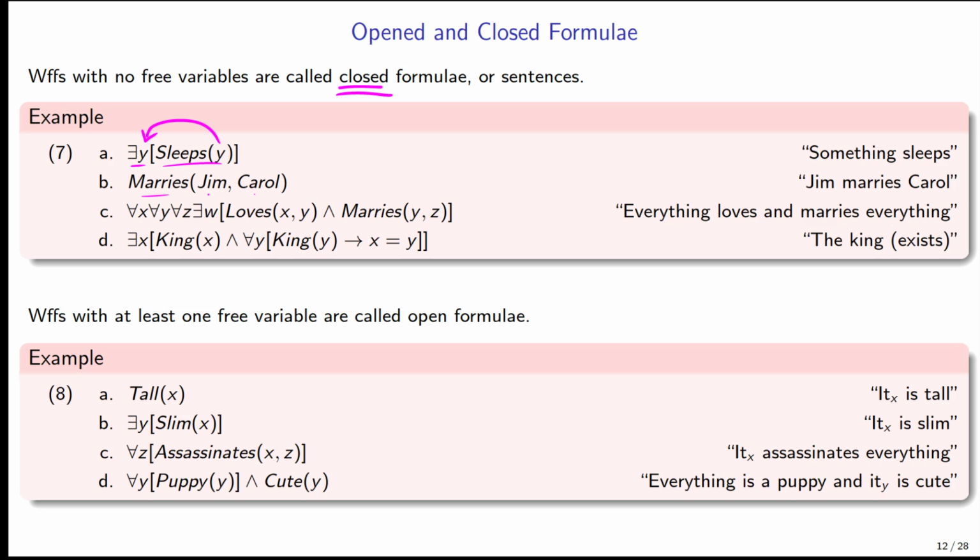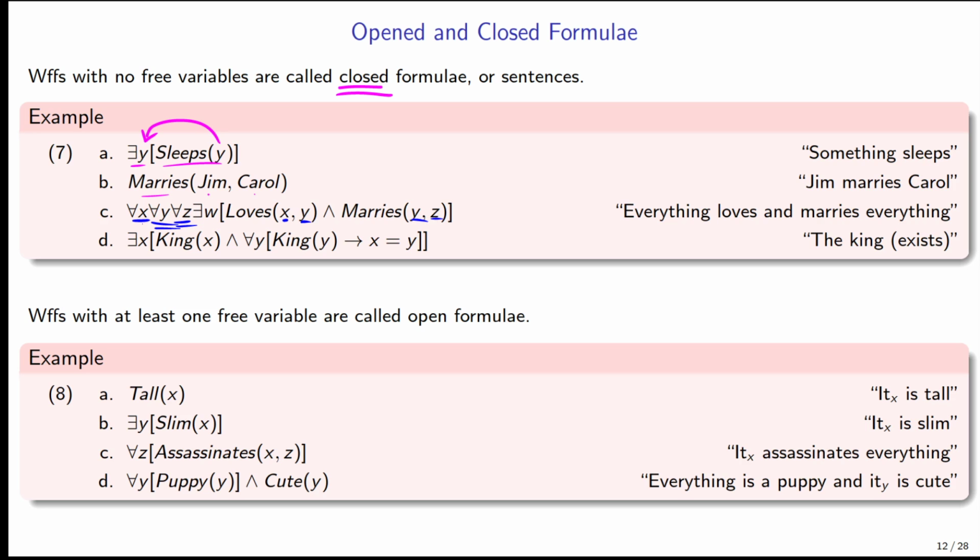Here's something a little bit more complicated. All x, all y, all z, exists a w, loves xy and marries yz. Well, x is bound by for all x, y is bound by for all y, and z is bound by for all z. So this is closed. There's no free variables. Even though we have this exists a w, w doesn't show up, so we just ignore it.